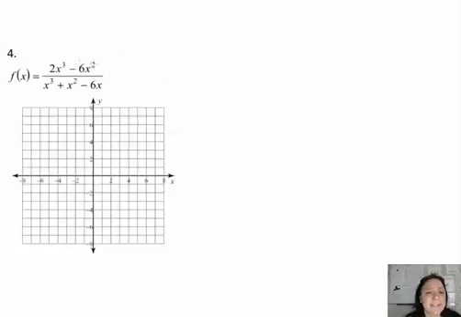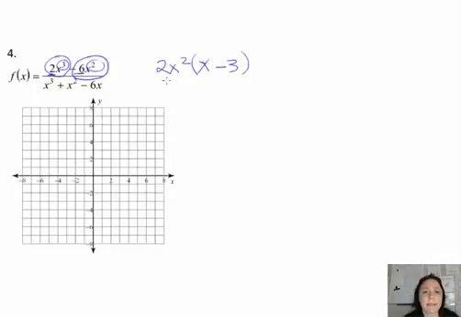I don't have any negatives here, but I do have x's, and that's going to be a common x squared. These numbers are both even, so I can factor out 2's as well. So if I take out my 2x squared, then here I'm left with an x, and here I'm going to be left with a minus 3. So I have x minus 3 times 2x squared at the top.